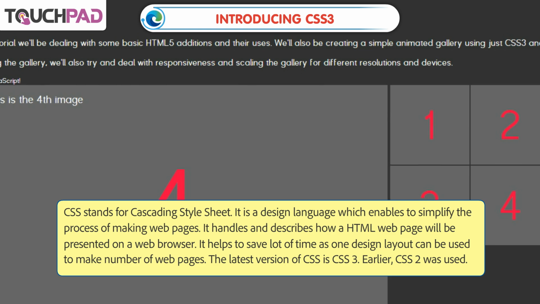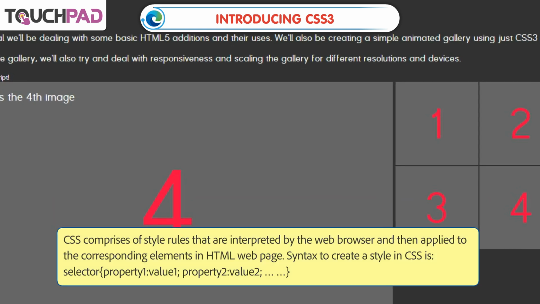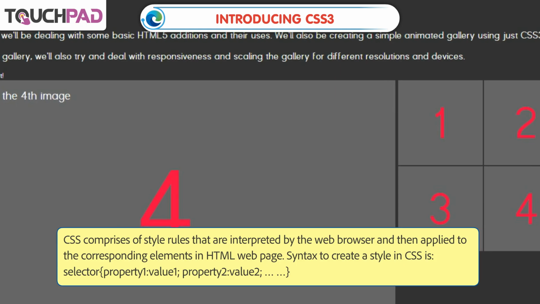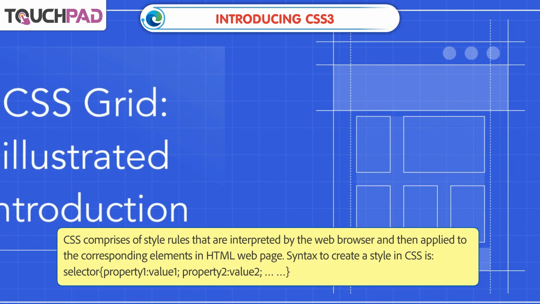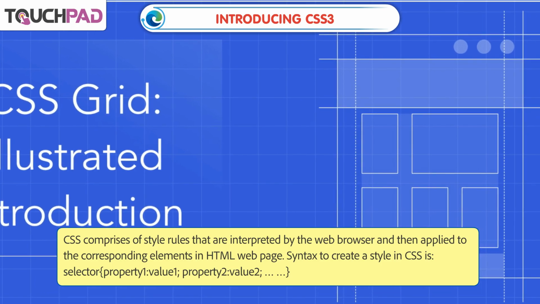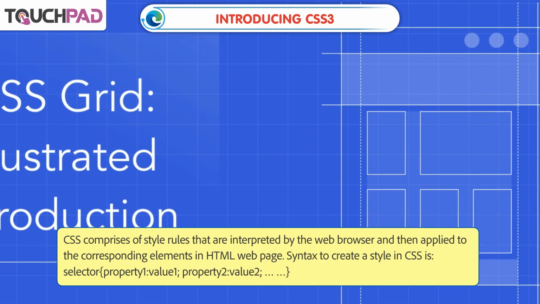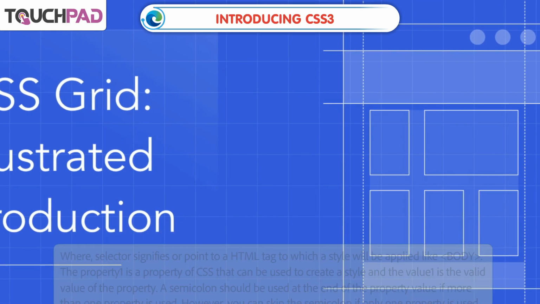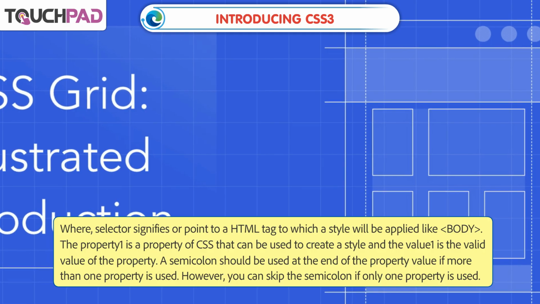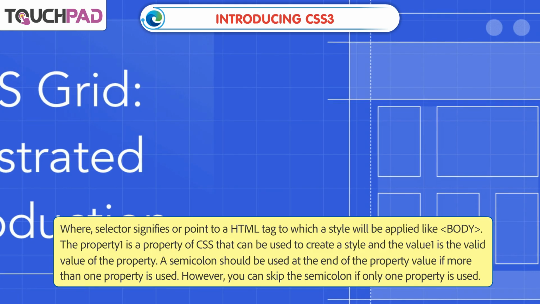Earlier CSS2 was used. CSS comprises of style rules that are interpreted by the web browser and then applied to the corresponding elements in HTML web page. Syntax to create a style in CSS is selector, property 1, value 1, property 2, value 2. Where selector signifies or points to a HTML tag to which a style will be applied like body.